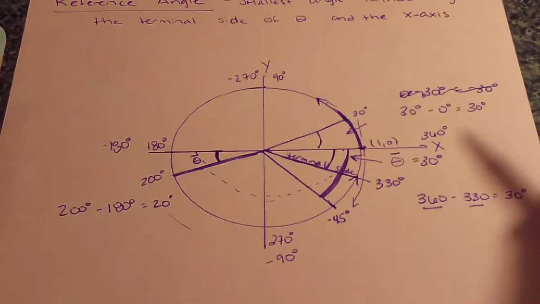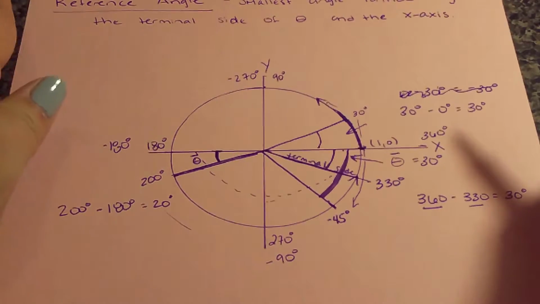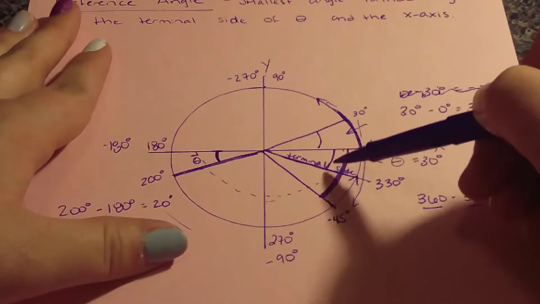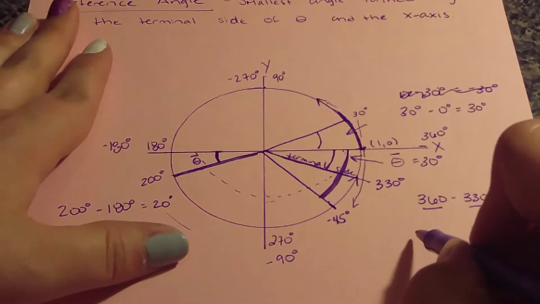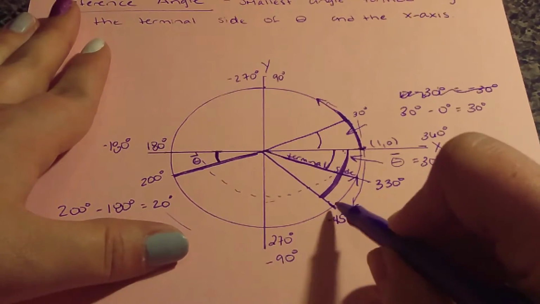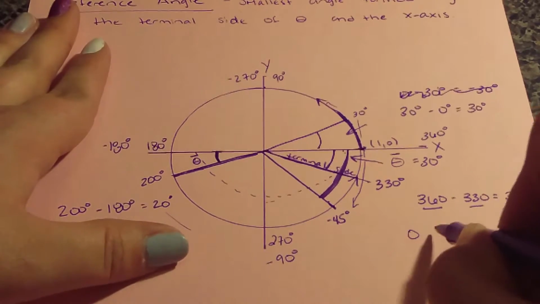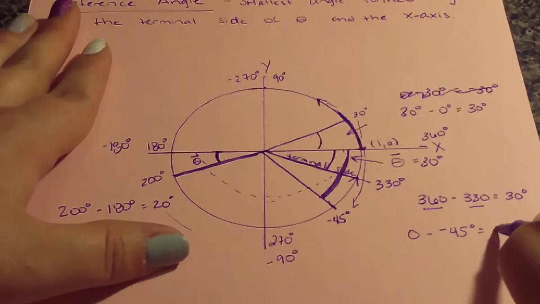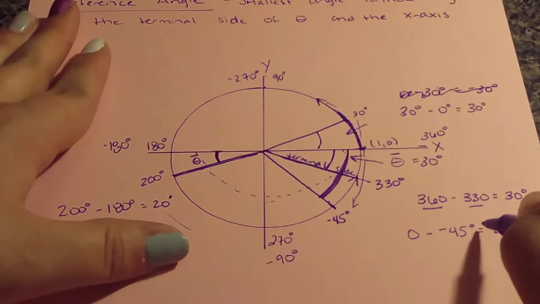Again, I want to do whatever subtraction is going to give me a positive angle and tell me the measurement of that angle in between. So here I've got negative 45 degrees and 0. I'm going to subtract 0 minus negative 45 degrees to get a positive 45 degree reference angle.